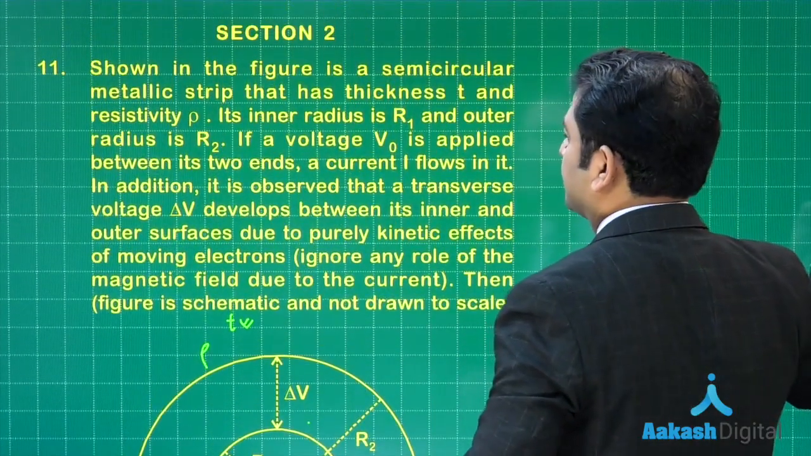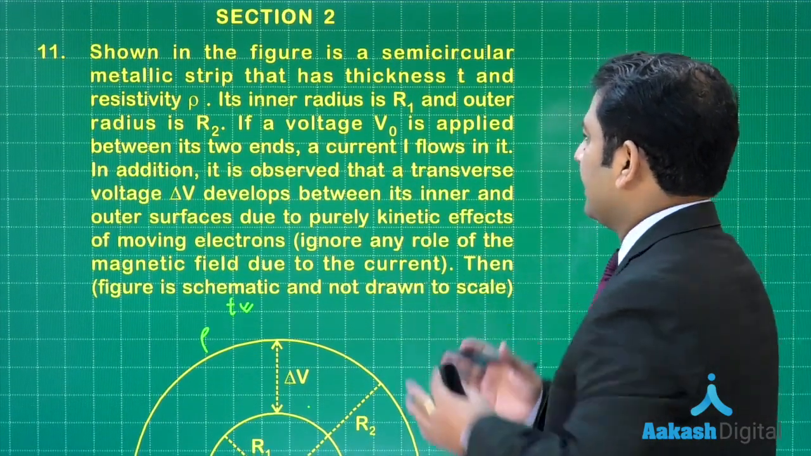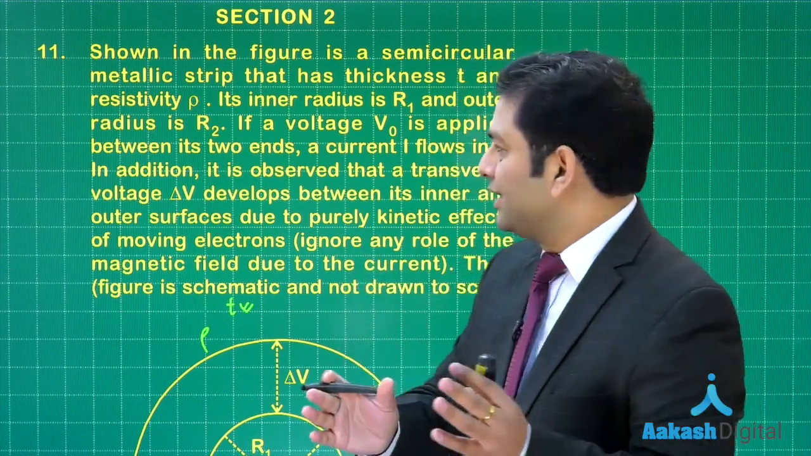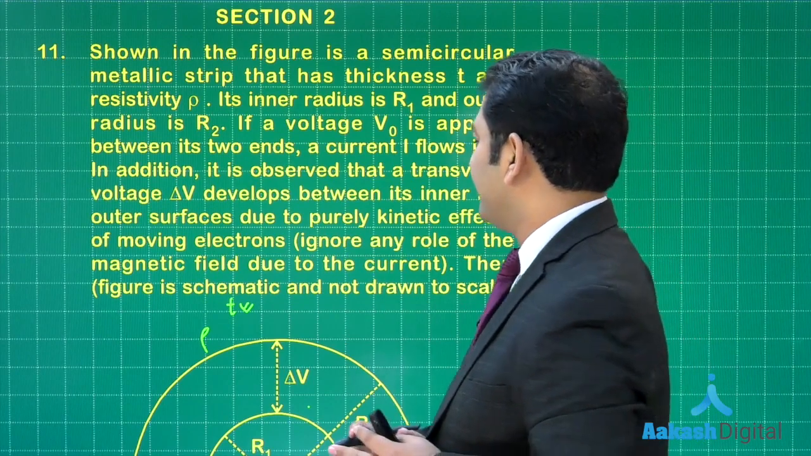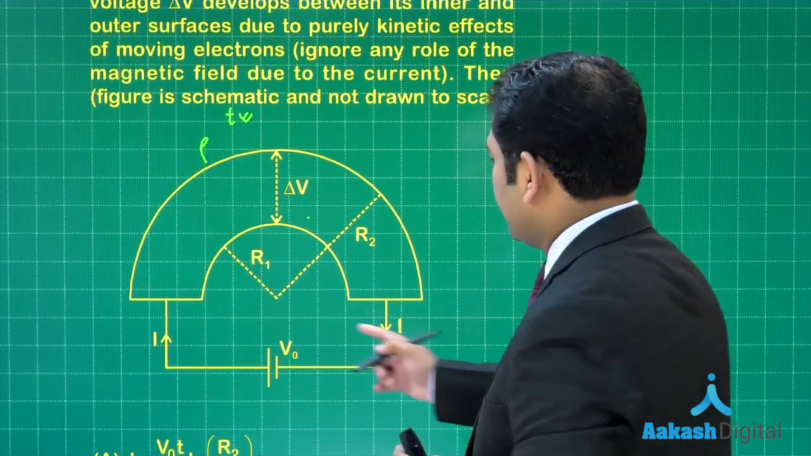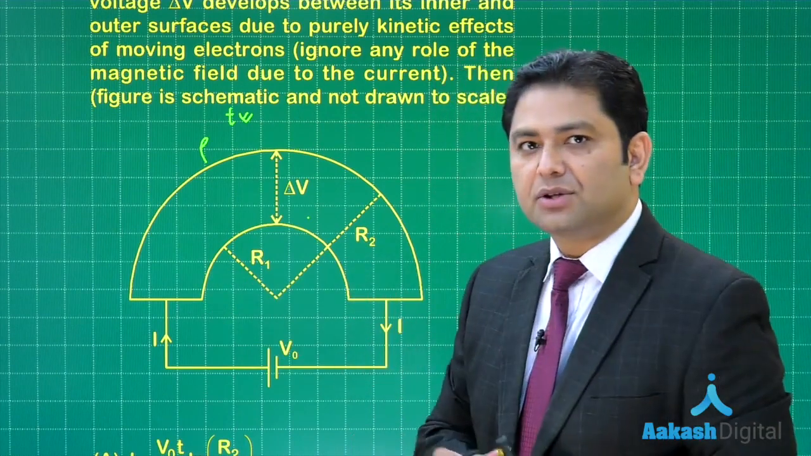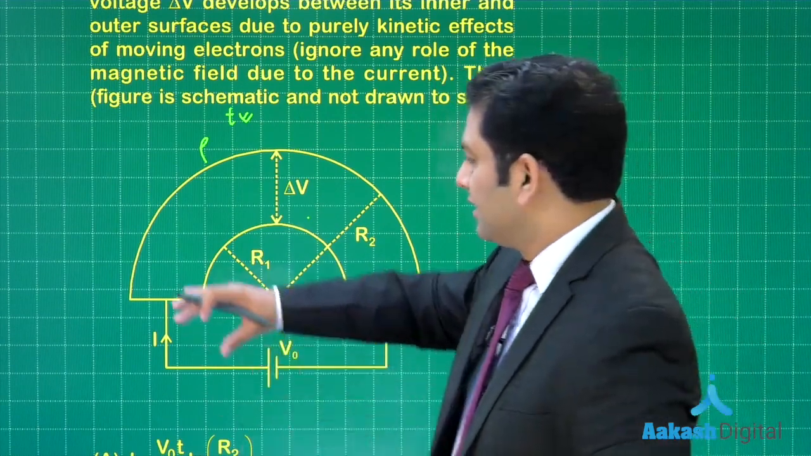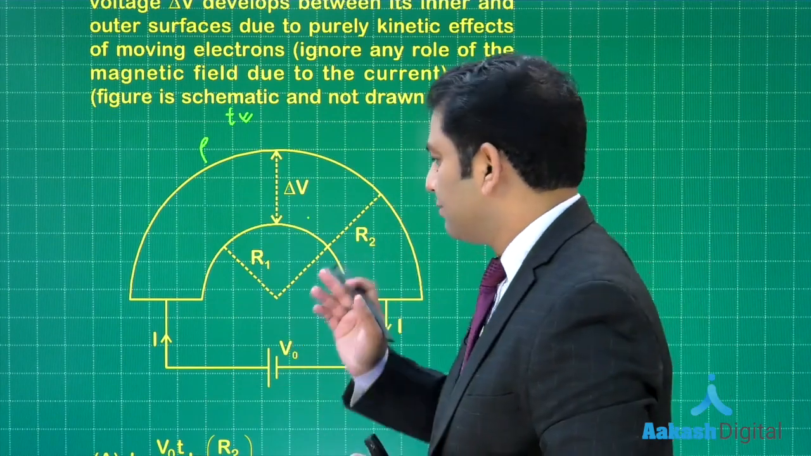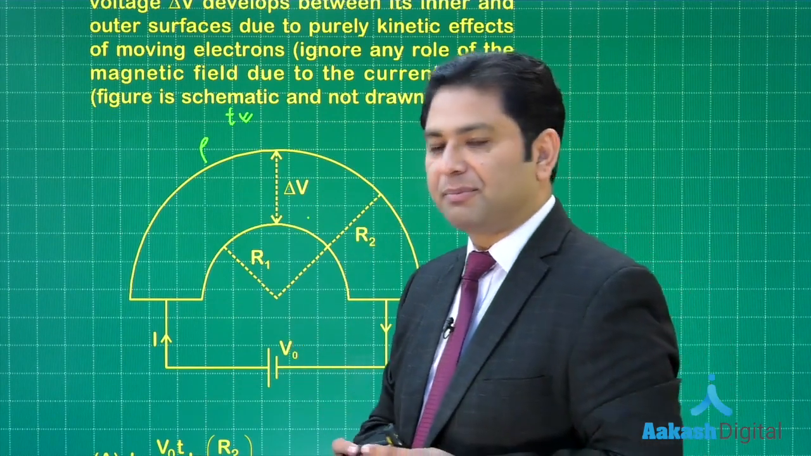And what does the question say? Let's say the inner and outer radius are R1 and R2. The voltage that is applied is V0, and that V0 is applied between two ends. So how would the current stream be? That would go in the semicircular manner. That's the applied potential difference V0.